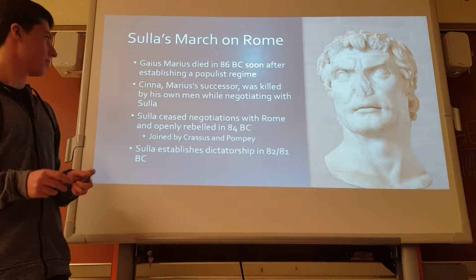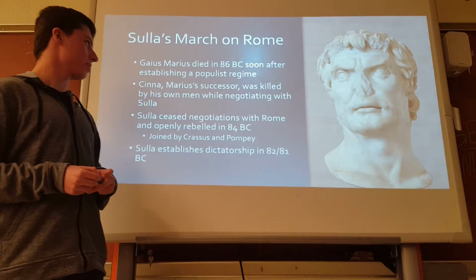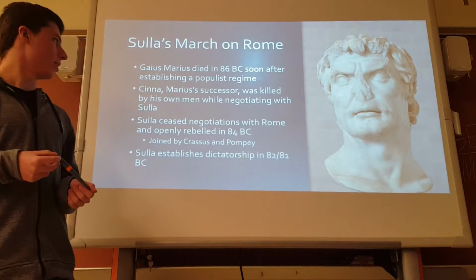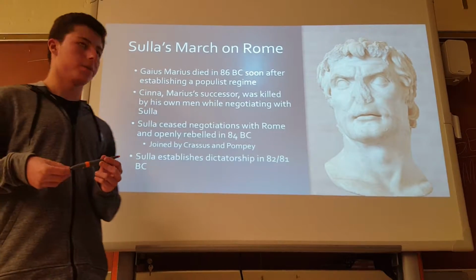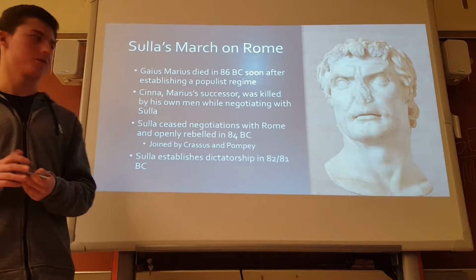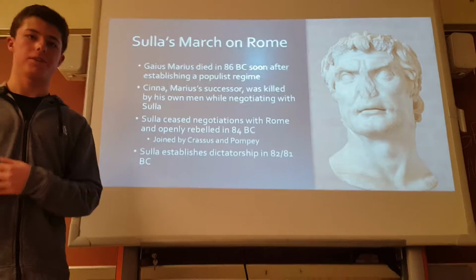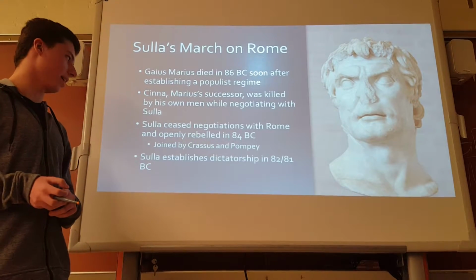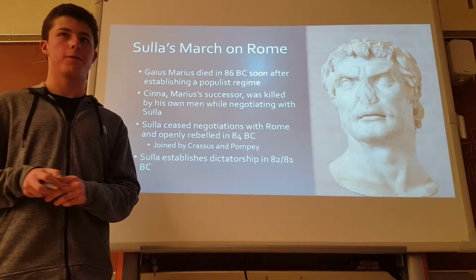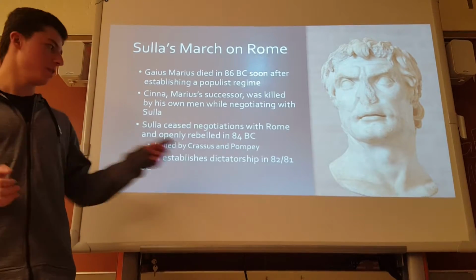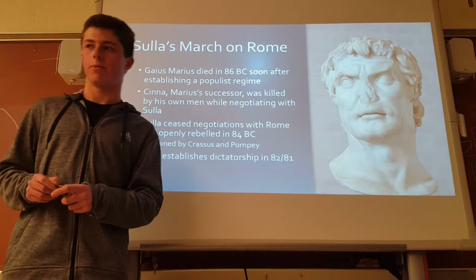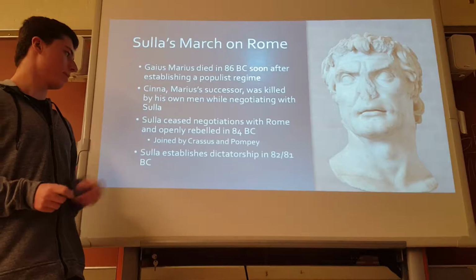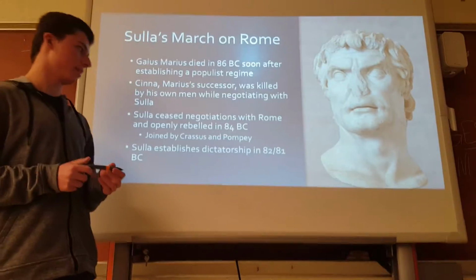And Cinna, who was one of Marius' supporters in the Senate and was nominated for consul, was killed by his own men while negotiating with Sulla, because these are the two main powers right now. So now, with all of the Marian supporters gone, Sulla just got fed up with Rome and how it's leading, and he openly rebelled in 84 BC. He's joined by two people who are minor at the time but will be a lot more significant later on, Crassus and Pompey. And Sulla basically establishes the first dictatorship.